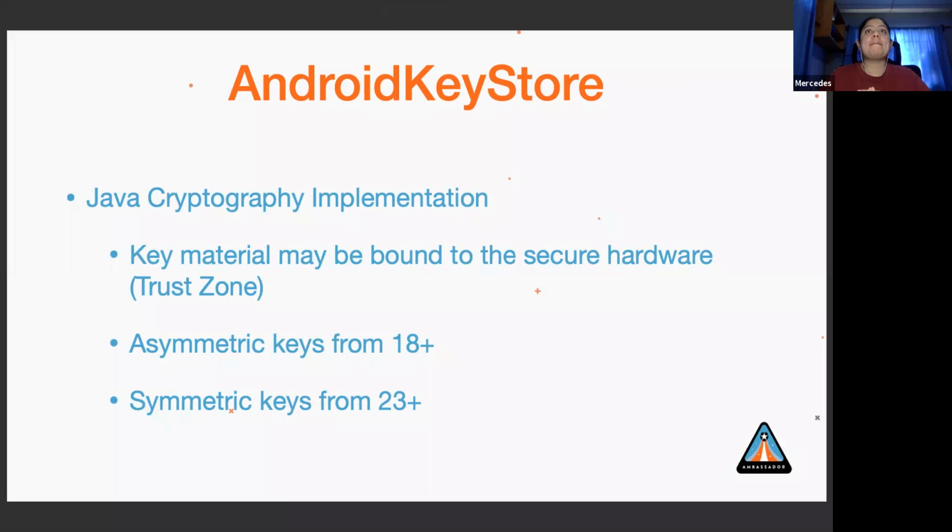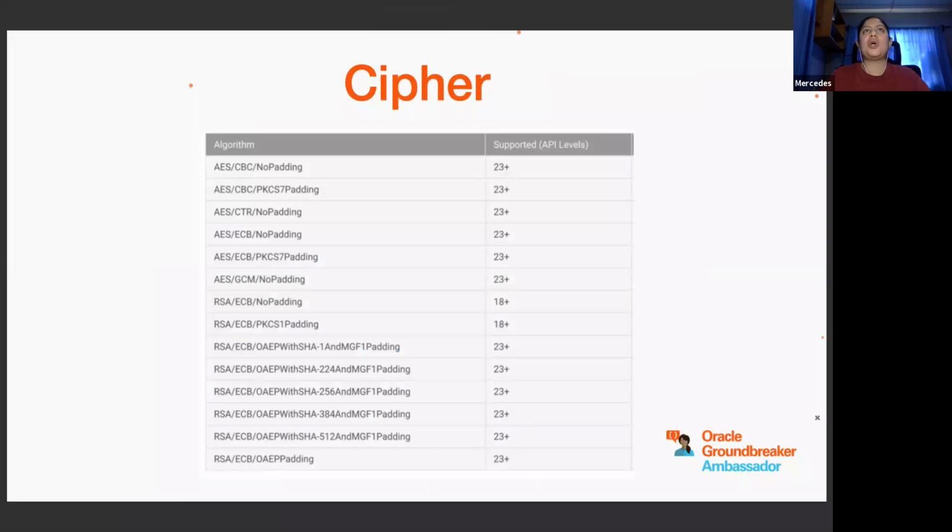Here we can use the key in a trusted zone in the cell phone. This is when we are using this KeyStore, and we can also use asymmetric or symmetric keys for our algorithms. So here we have some of the algorithms that we can use. And there exist more, since Android 1 there have been algorithms, but this is a table showing us what kind of keys we can use.